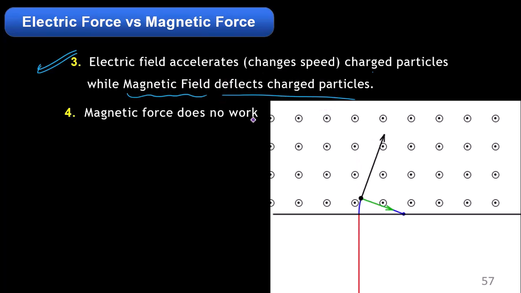So whenever the particle is experiencing both the electric force as well as the magnetic force, then due to the magnetic force, the deflection will be there, and due to the electric force, the particle will accelerate. So magnetic force does no work. That is another important point, because the force is always perpendicular to the displacement direction.